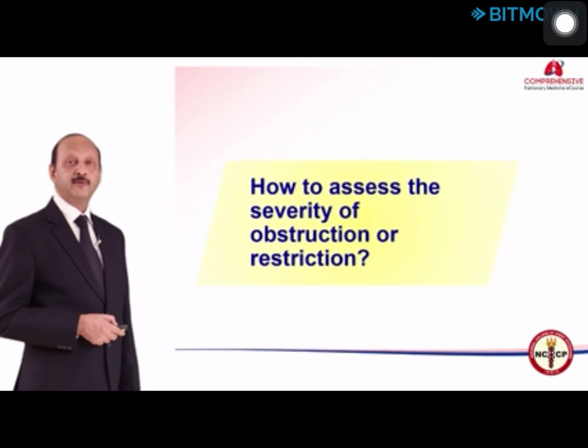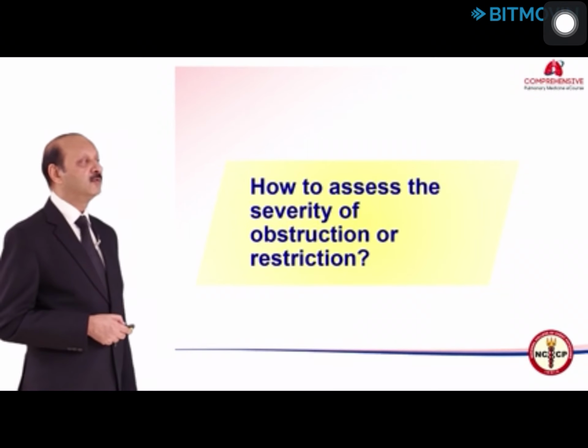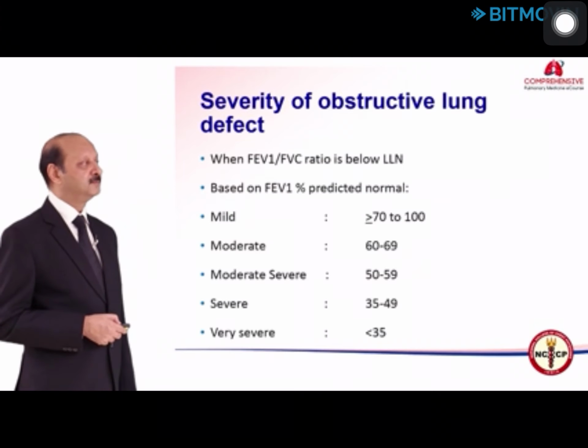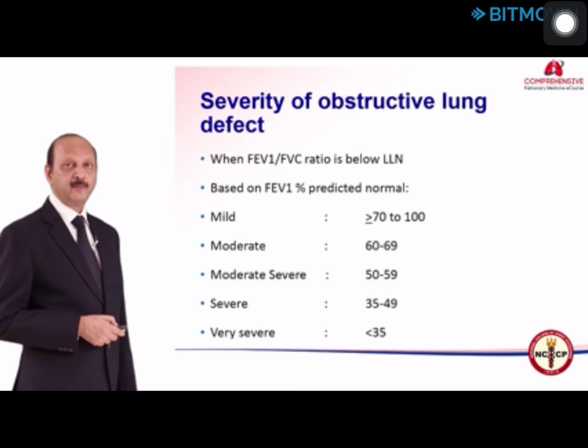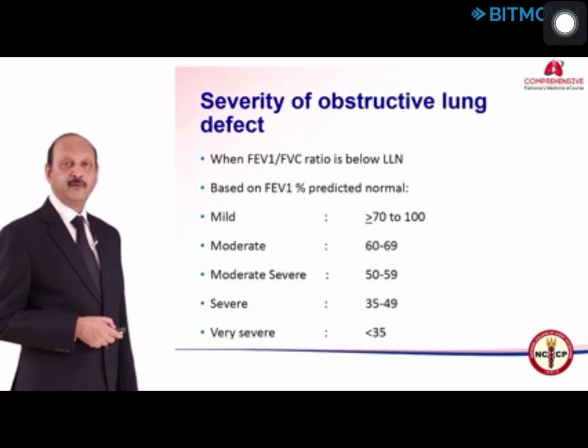Now, the next step, once you have diagnosed whether the person is having obstruction, restriction or a mix, is to assess the severity of obstruction or restriction. For severity, the first step is we look at the ratio FEV1 by FVC. It should be below the lower limit of normal, then we say yes, obstruction is present. And then for severity, we do not say severity based on the FEV1 by FVC ratio. We look at the FEV1 as a percentage of predicted normal.